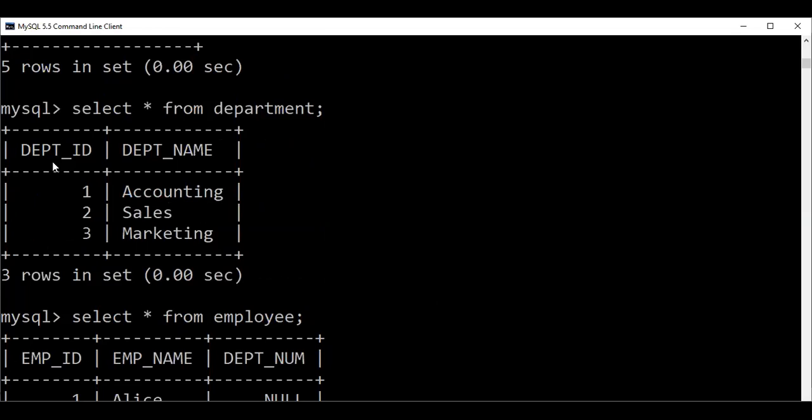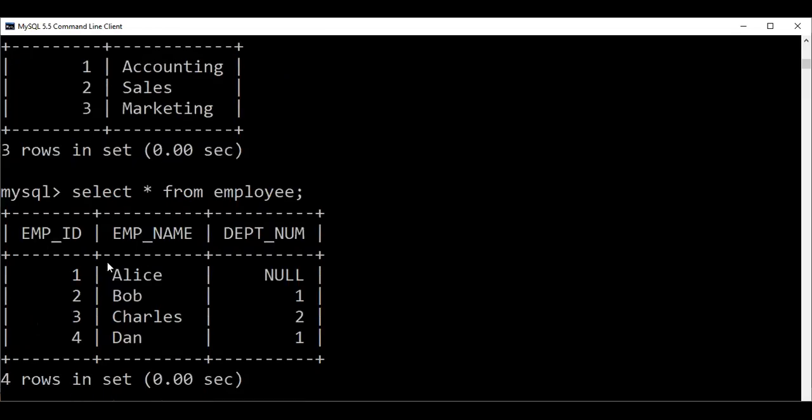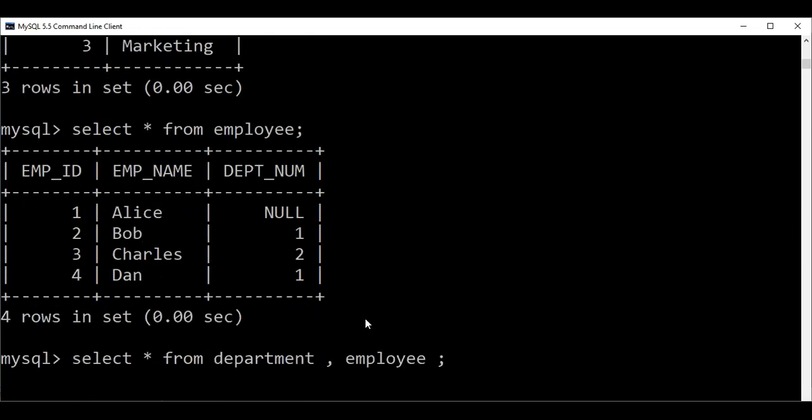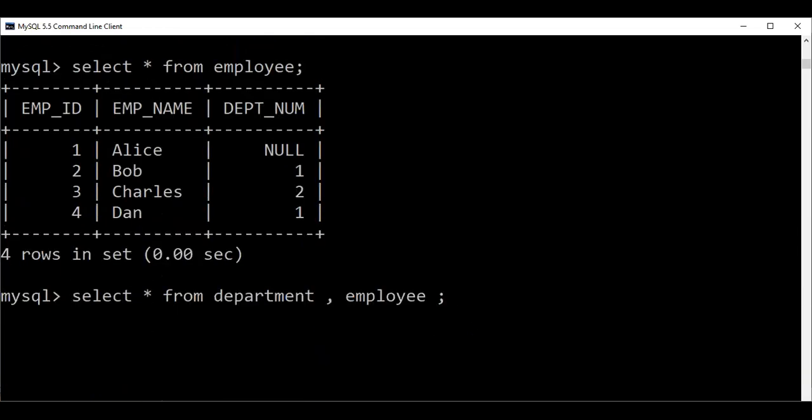All attributes. So 2 attributes from department and 3 attributes from employee. In total, in this cross join operation, we get 2 attributes from department, 3 attributes from employee, and 3 cross 4 means 12 records from department and employee. You can see here, if I enter, a total of 12 rows are selected.